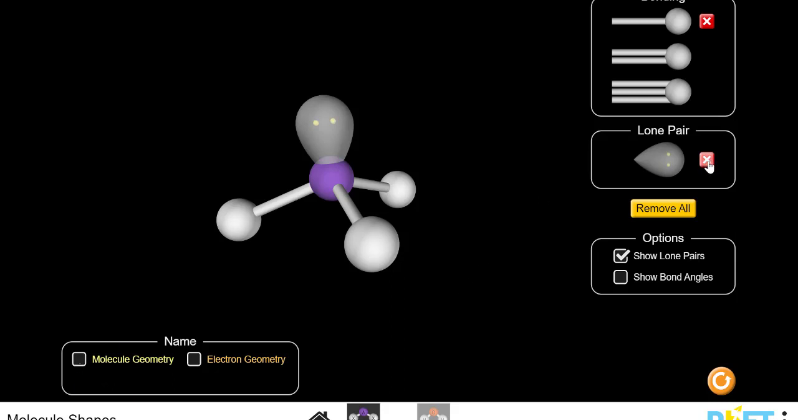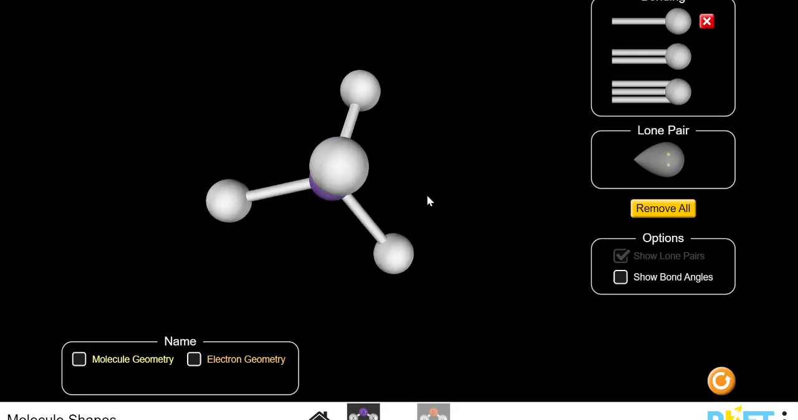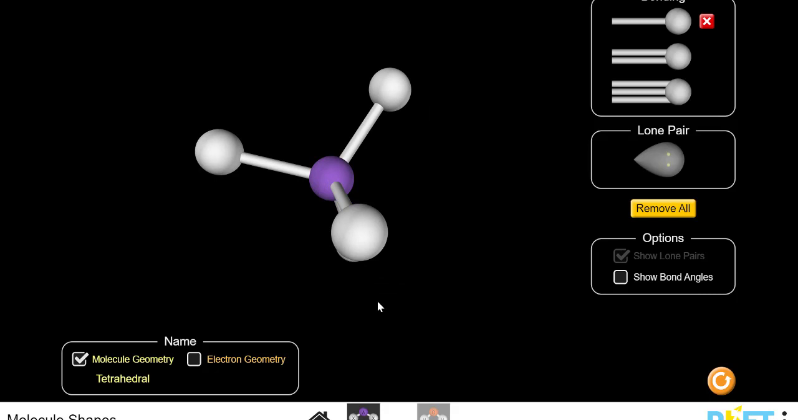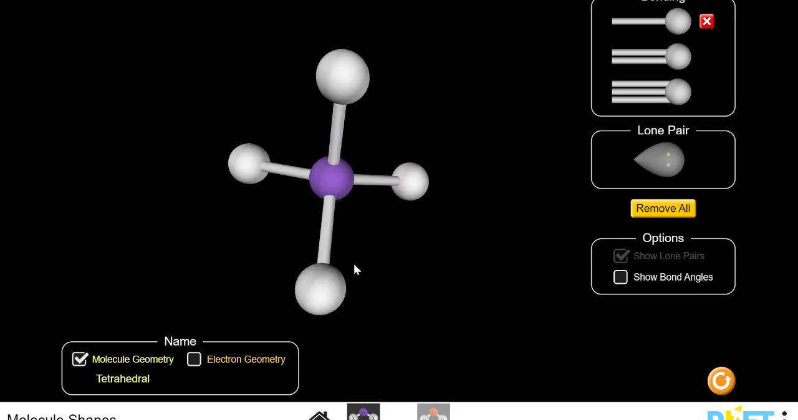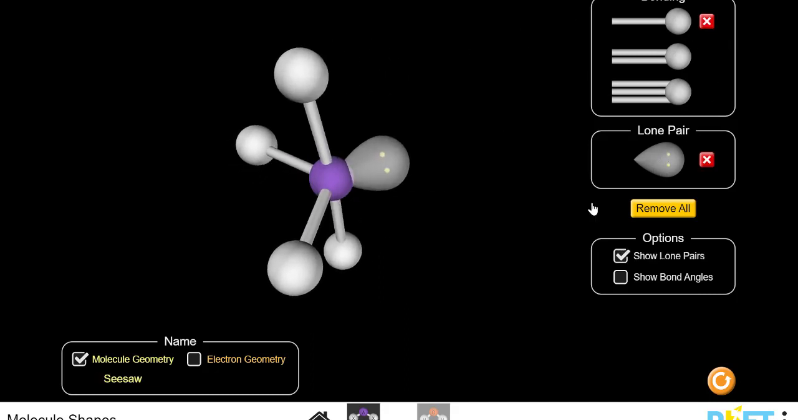We can get rid of this lone pair. We can tack one of these on. What does this look like? Well, that's our tetrahedron, so that's methane, just like that. We could get rid of one of those bonds, and we could keep that there, and we could tack another one of these on here.